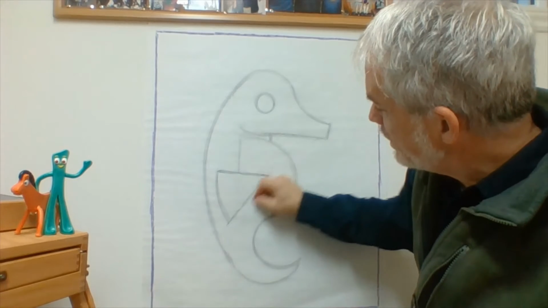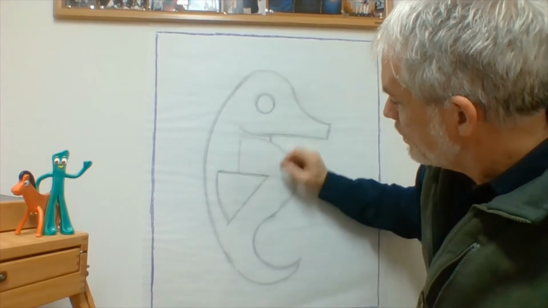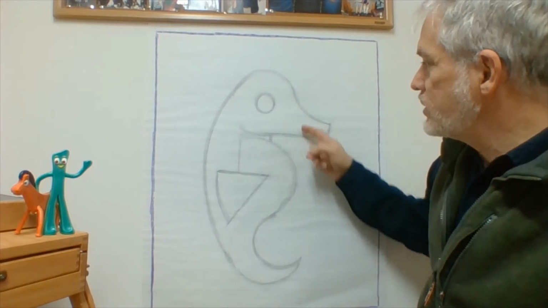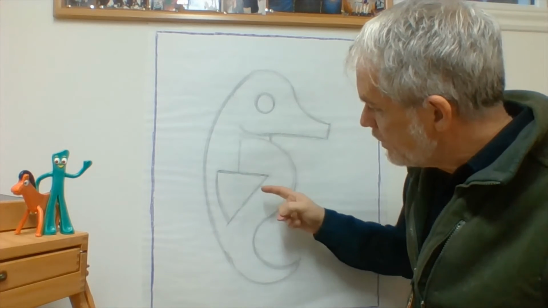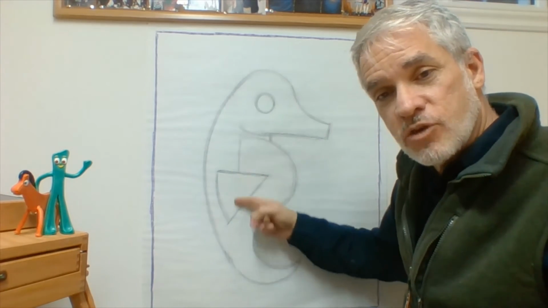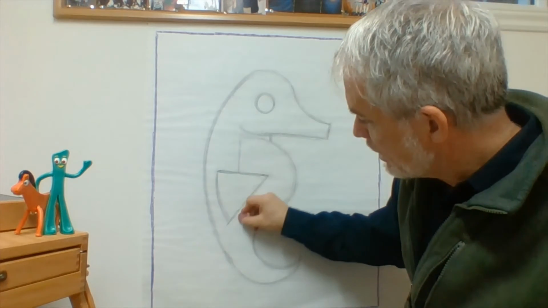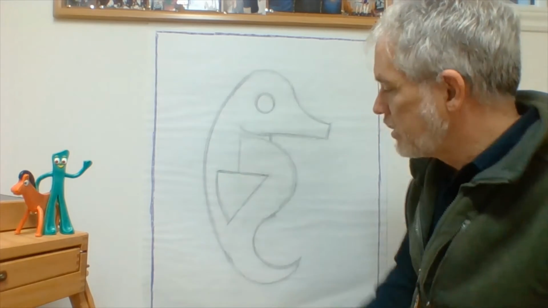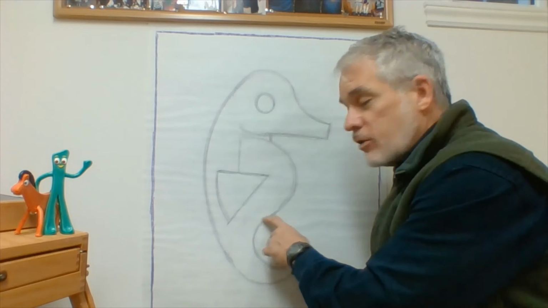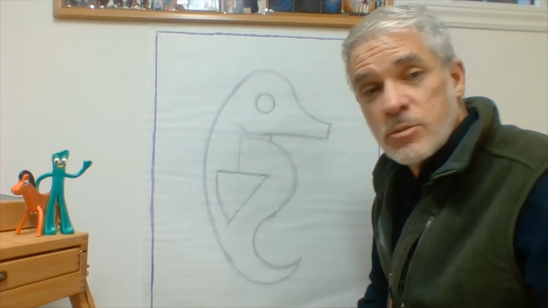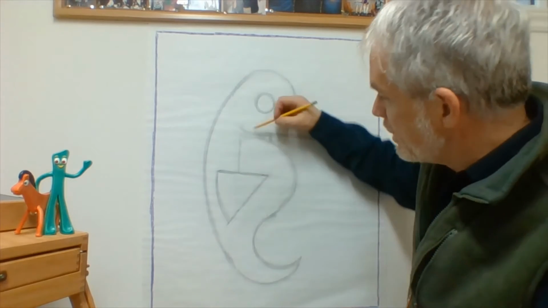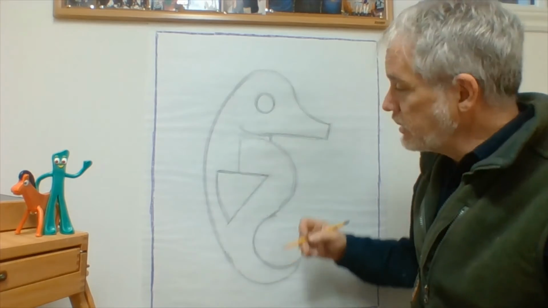So take just a minute to erase this line and the line inside the triangle and the bottom of the letter D. And if you don't erase them completely, or if you don't erase them at all, that's okay. I'm just doing it to make everything look a little bit clearer.